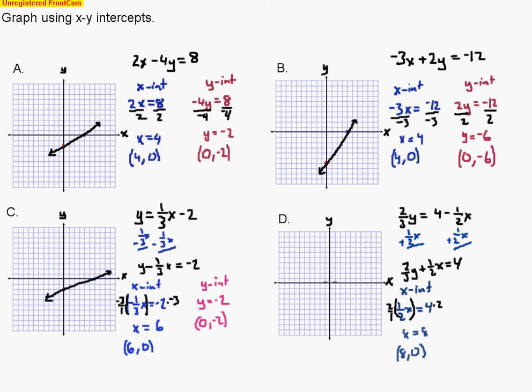So I go over 8 spaces to the right. 1, 2, 3, 4, 5, 6, 7, 8. And put the dot there. Now let's take a look at our y-intercept. Y-intercept. We're going to cancel out the x term this time, so we're left with just the 2/3 y, and this all equals 4.